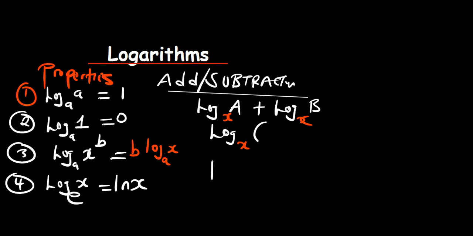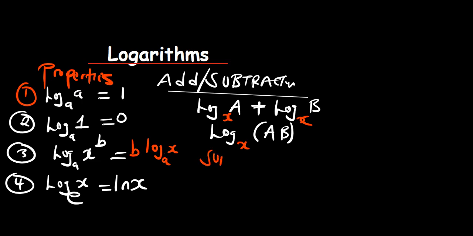Now, for logs it's a bit different. For logs, 1 plus 1 is not equal to 2. That is very important for us to understand. And for logs, 1 minus 1 is not equal to 0. When you're adding two logs, actually you are multiplying them. So in this case you're multiplying a by b, which will give you ab. If you're adding, that's what you're going to use.